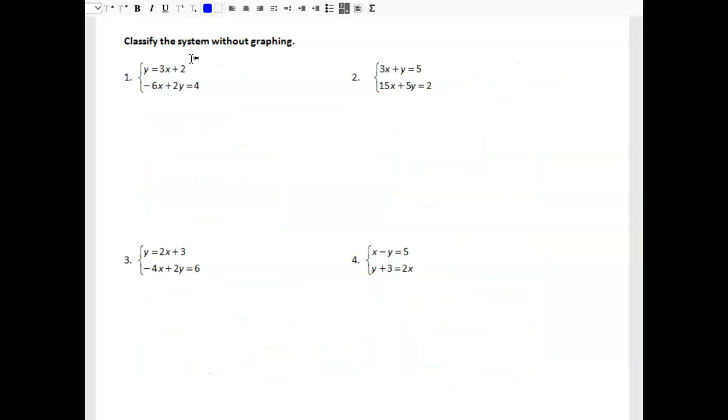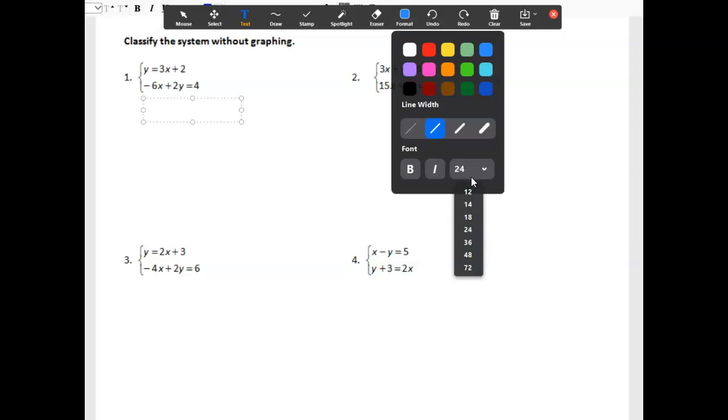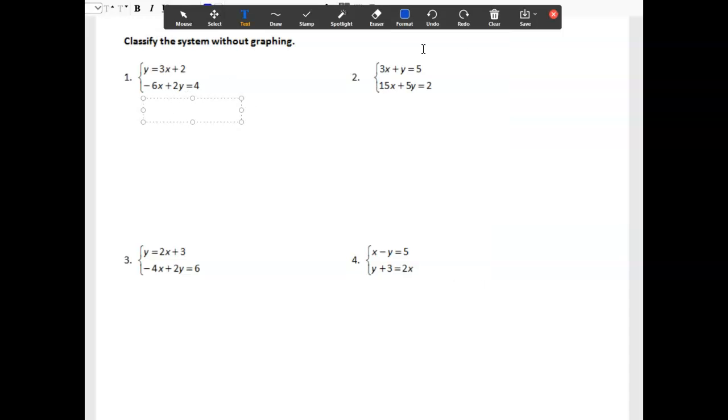So it says classify each system without graphing. In order to classify these systems without graphing, we need to put all of our equations into y equals mx plus b form so that we can compare their slopes and really talk about what is happening among those graphs. So what we're going to do now is equation 1. The first part is in y equals mx plus b form. My slope is 3. My y-intercept is 2.